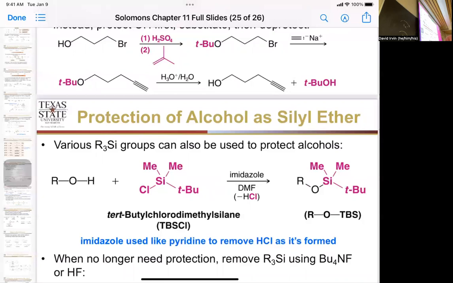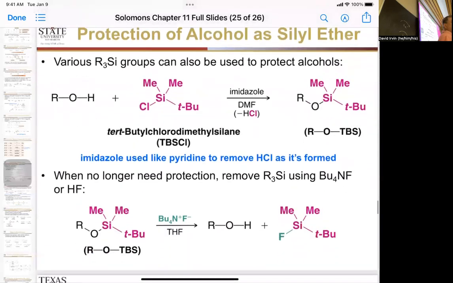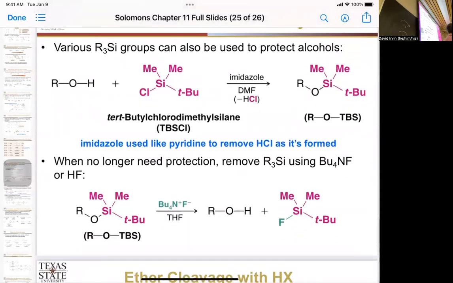Okay. Now the coolest thing about that is then you can do all the same chemistries that you can do on any other thing, as long as you don't do it with a strong acid. Silicon has a special property. It really loves fluorine. So to remove it, all you need is something with a fluoride ion. In this case, it's T-butyl ammonium fluoride.